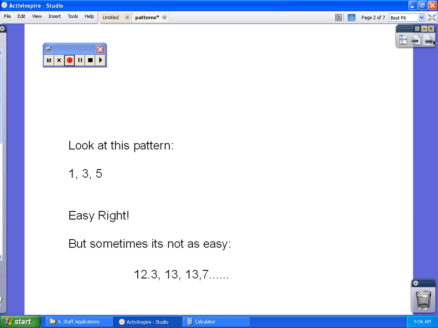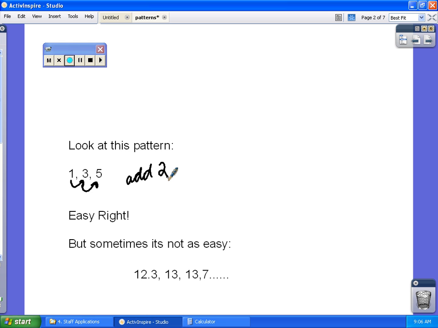All right, so now that you got your piece of paper, I want you to look at this pattern. I'm going to show you how to figure out the next three terms in each pattern. In this pattern, this is really, really easy. You can tell just by looking at it that it's plus 2, plus 2. You're adding 2 every time.